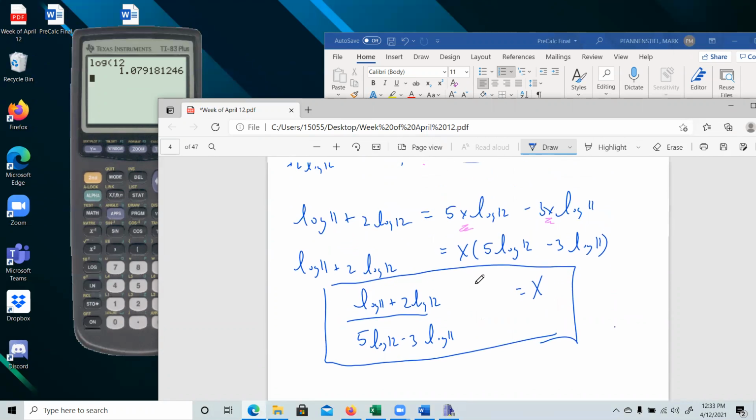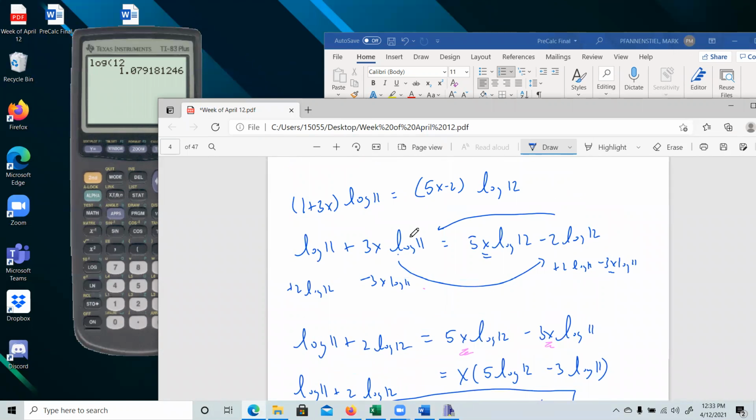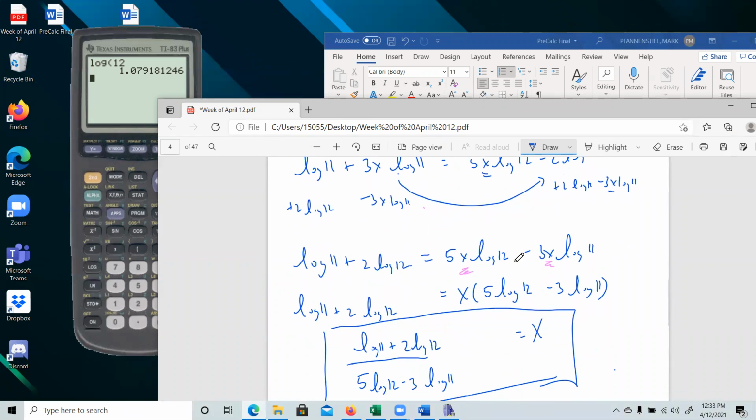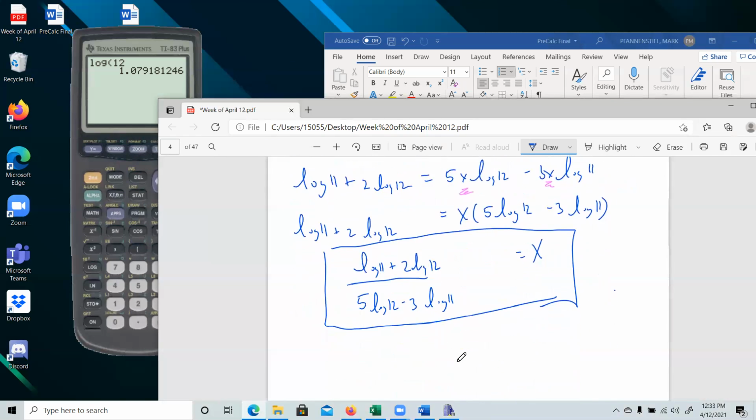So it's take logarithms of both sides, move the exponent down, shuffle, factor the variable out, divide, done.